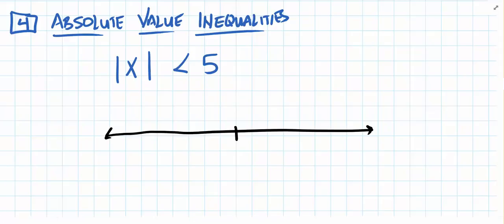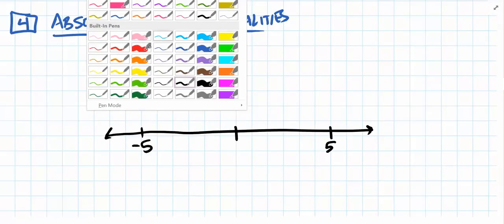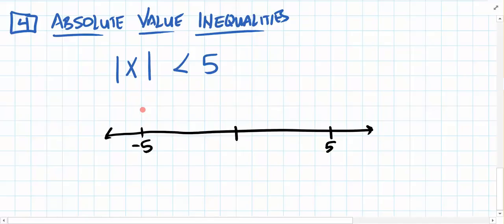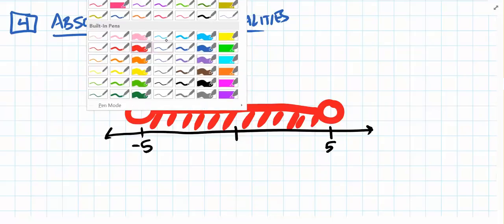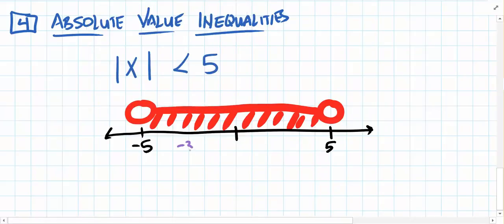That's what this means. So if I'm over at 5 and over here at -5, I'm going to have an open dot at -5 and an open dot at +5, and I want all values of x that are less than 5 units away from 0. So, could -3 work? Yeah, because the distance between -3 and 0 is 3 units, and that's less than 5 units, so that works.